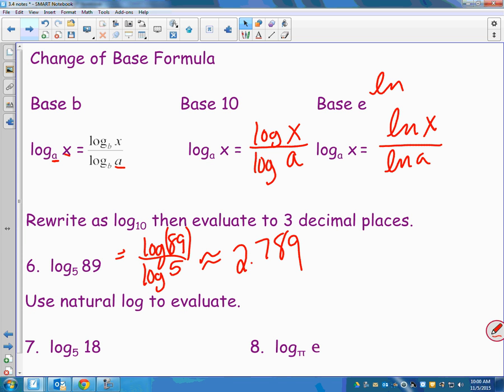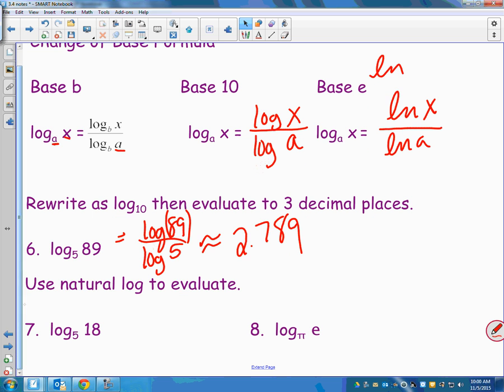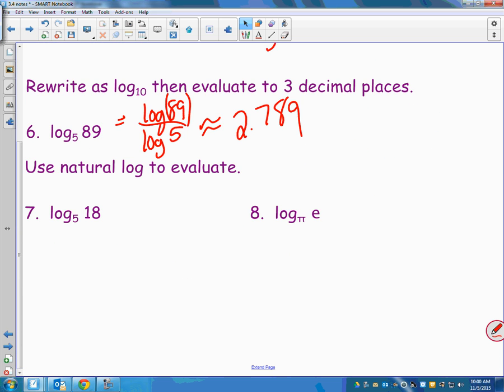And then this one I said use natural log to evaluate. Again, just practicing the formula. The base goes on the bottom, so this would be ln of 18 divided by ln of 5. And again, you can use your calculator. Close your parentheses. And you get 1.796.